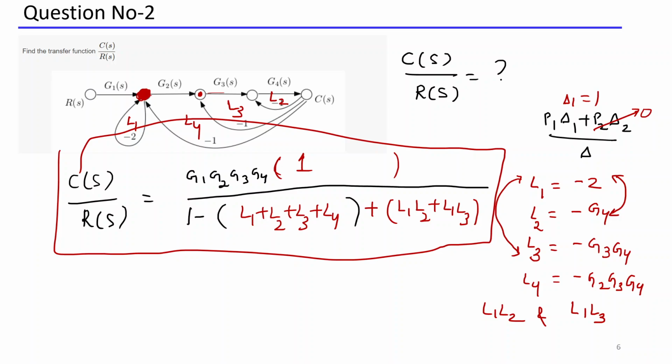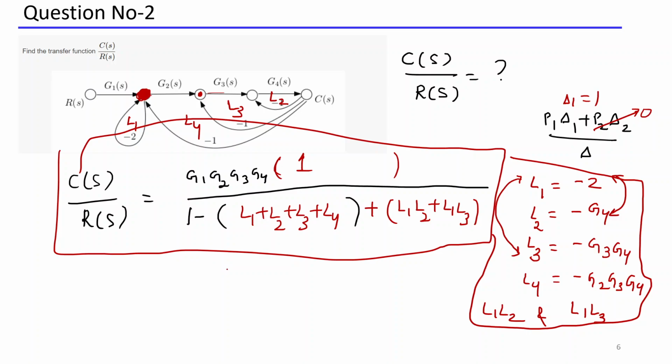In this way we approach it, because sometimes delta 1 will exist. Sometimes there will be two forward paths present in the questions. You find out P2, and first of all write out delta. From delta you make a table like this, which loops are touching and which are non-touching, and check in the forward path which loop is non-touching. By addressing this you can find out P1 delta 1, P2 delta 2 and delta. In that way you can write the transfer function.